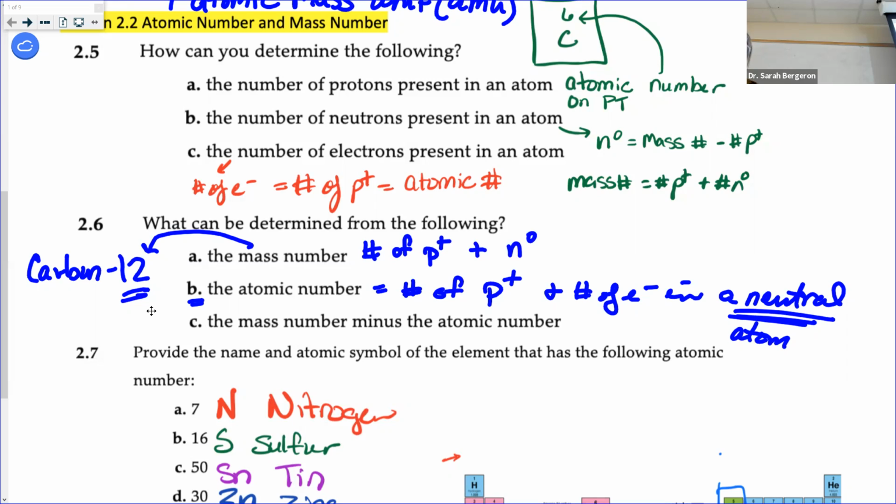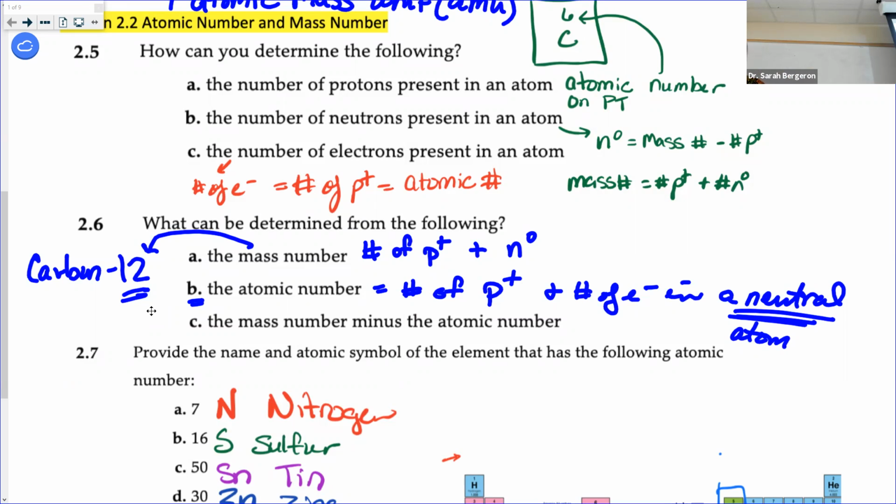So from the mass number, what can I determine? If I know I have carbon 12, I'm sitting with a periodic table, I can know my number of protons. How many protons does it have? 6. How many neutrons does it have? 6. How did you know that? You did 12 minus 6, right? Because the mass number is protons plus neutrons. So I can identify my number of neutrons from that.